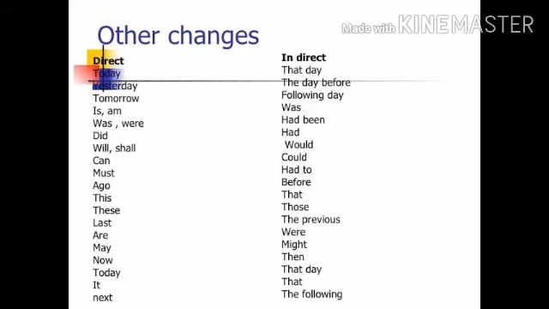Then you have to know word changes. If you say in direct, today turns into that day. Yesterday, the day before. Tomorrow, the following day. Am, is, are to was, were; has, have to had; did to had; will, shall to would; can to could; must to had to; ago to before; this to that; these to those; last to previous; may to might; now to then; today to that day; next to the following day. These words will be changed in indirect narration. So you have to memorize them at any cost.